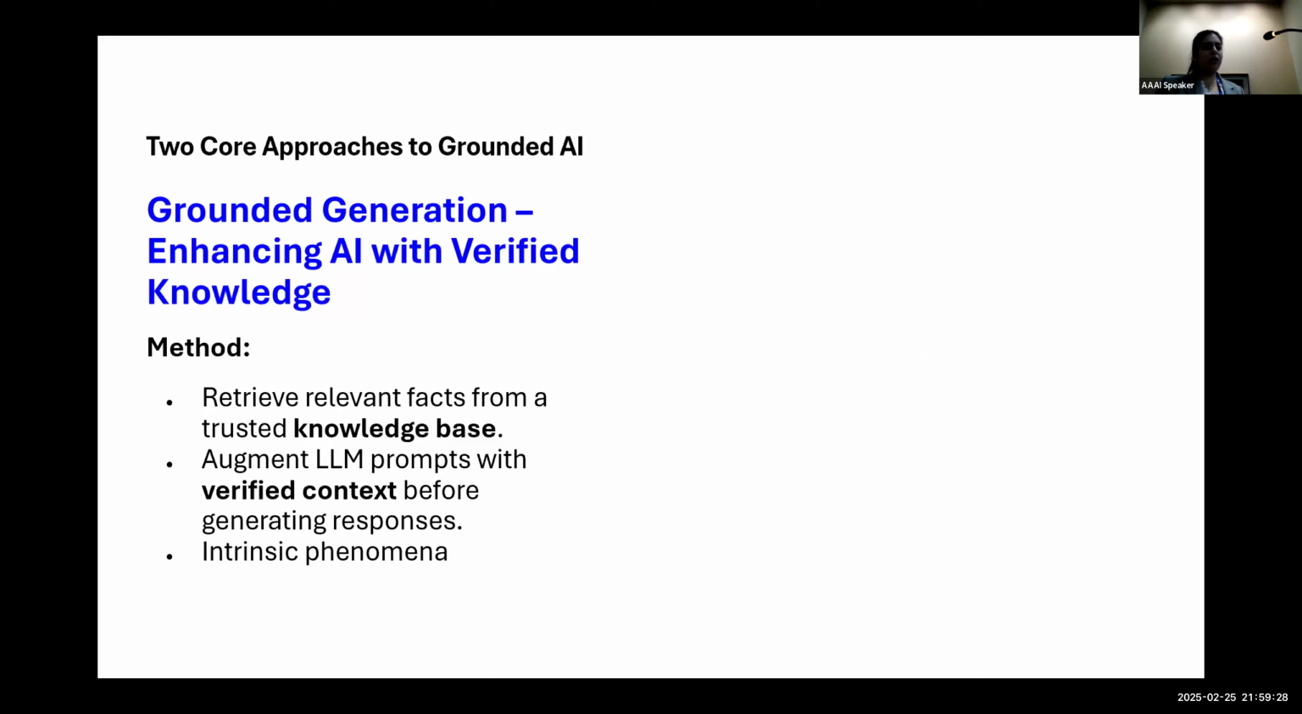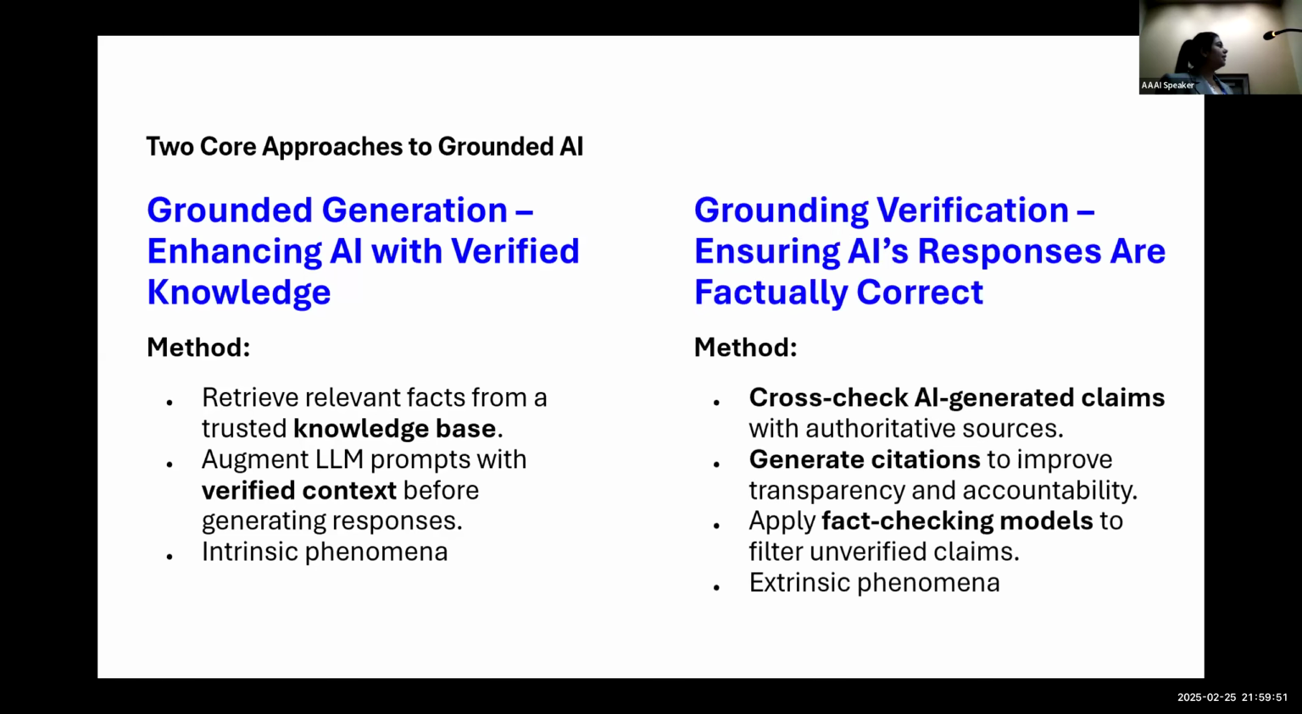First will be grounded generation, which is enhancing AI with verified knowledge, where the retrieved facts are from the proper knowledge base. The knowledge base is created by verifying each piece of knowledge from the databases, and it is an intrinsic phenomenon. The second approach is grounding verification, where we cross-check each claim with authoritative sources and apply fact-checking models, and it is an extrinsic phenomenon which is done after we generate our answers.